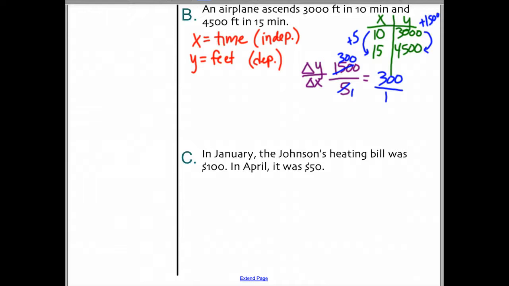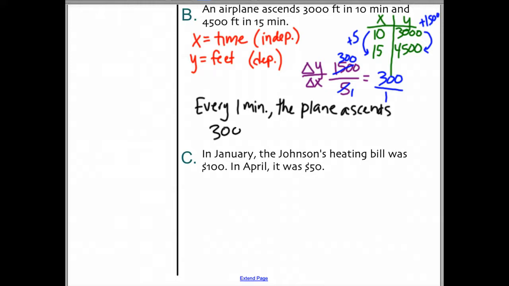But we're not quite done. I want you to tell me when you're working on these what it means in context of the problem. So every 1 minute, the plane ascends, so it's going up 300 feet.